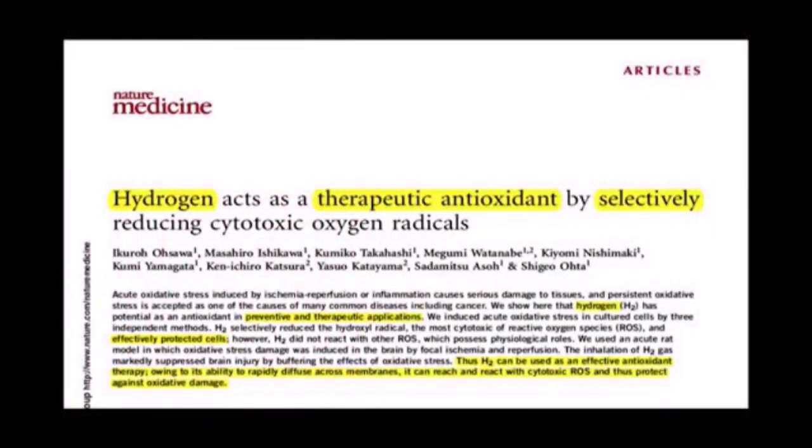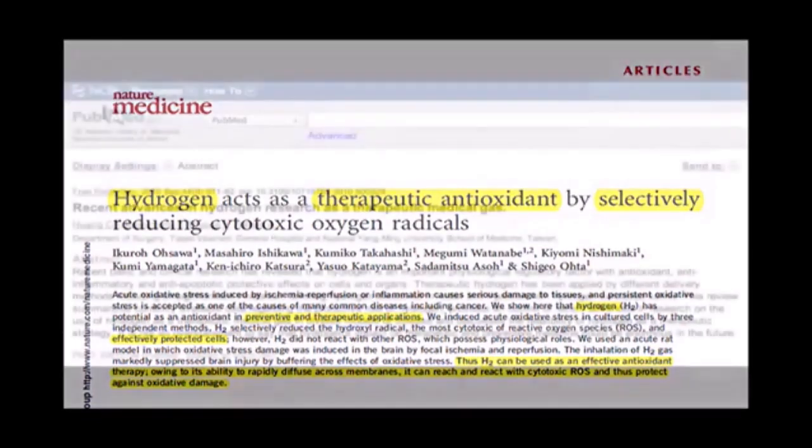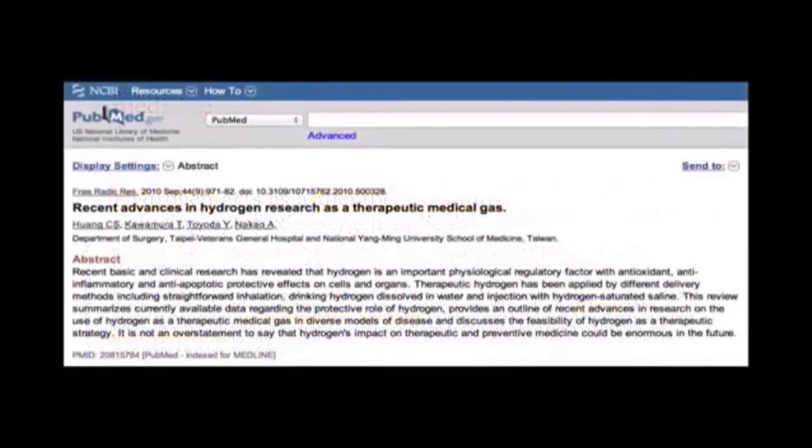In 2007, there was an article published in the journal Nature Medicine that showed that molecular hydrogen gas can selectively scavenge only the cytotoxic free radicals. This was a groundbreaking article because it was published in one of the most prestigious and respected scientific peer-reviewed journals with an impact factor greater than 20.